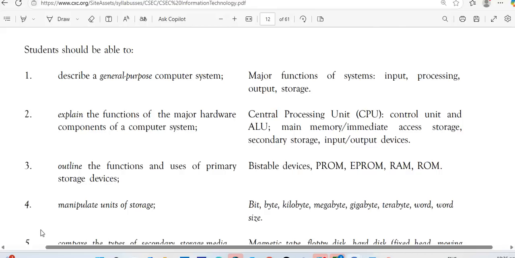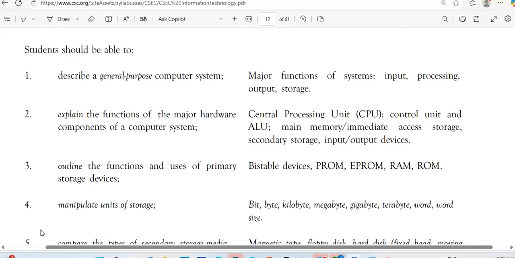Now, some of the functions of this primary storage device are temporary storage for data and applications, allowing the computer to access them quickly. Fast access to data and applications improves the overall performance of the computer. RAM enables multitasking by allowing multiple applications to run simultaneously. RAM provides a workspace for the computer's processor to perform calculations and operations. All right, so the abbreviation RAM means what? Do you remember? Random access memory.